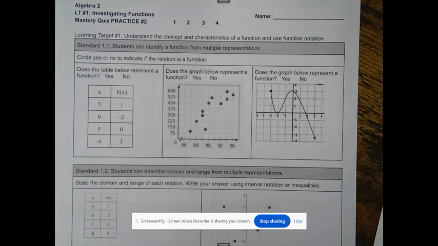Good morning. We are here to do a video walkthrough of Algebra 2, LT number 1, practice quiz number 2, investigating functions. Let's start at the top. Standard 1.1, identify a function from multiple representations. We're looking for a function. Function means that each input has one consistent output.